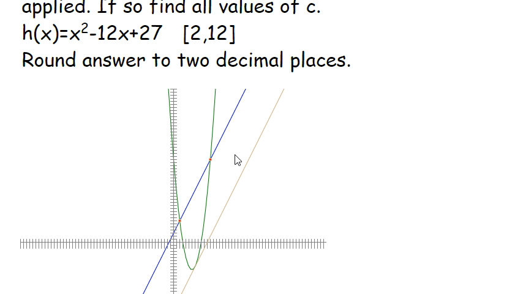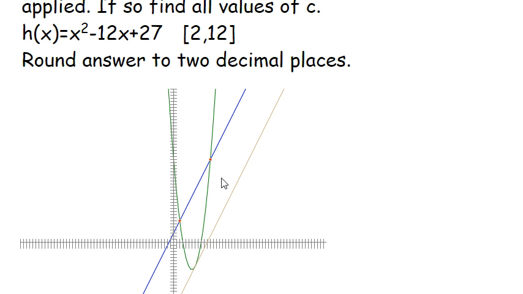Now, we got two lines here. If we looked at h of 2, that's where this red dot's at, and if we looked at h of 12, we'd see that's where this red dot is at here. And we're finding the slope. You see this line right here? This is the secant line, the slope of the secant line.